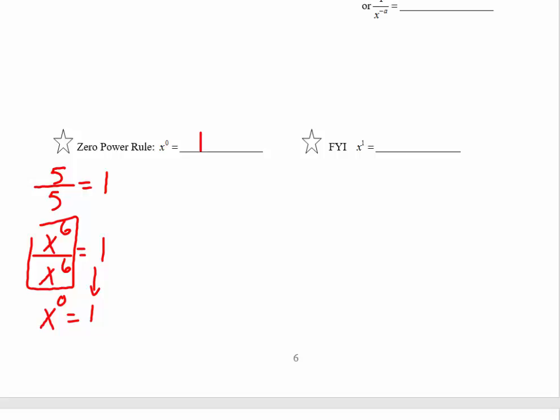And the last rule, just as a reminder, don't forget x to the first power is just x. We don't have to put the 1, it's understood to be there. But if you have a variable or a number and it's not showing a power, that power is automatically a 1.